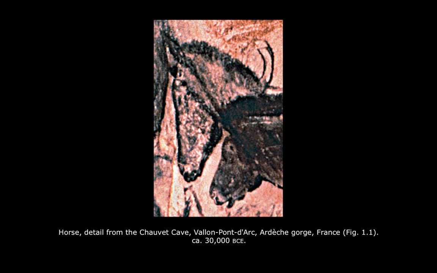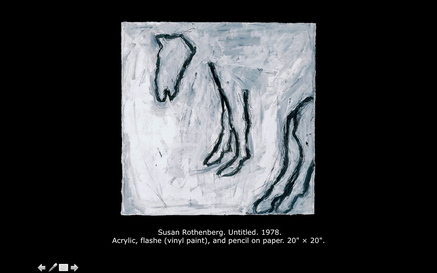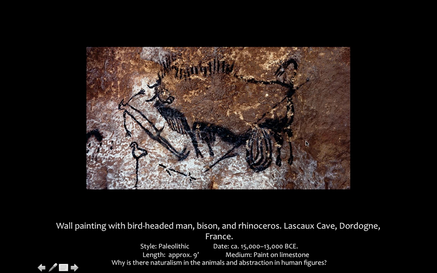So here's that detail again where you can really get a sense of the shading, the different markings of the horses, and the way that they've been modeled in this 3-dimensional realm here. And then Rothenberg again. Here's one that's actually from Lascaux. So this is that other cave.